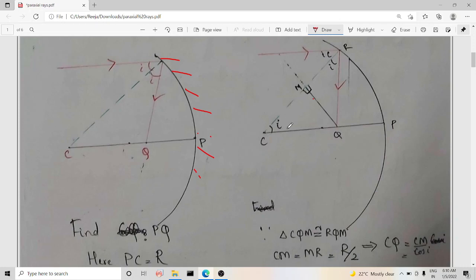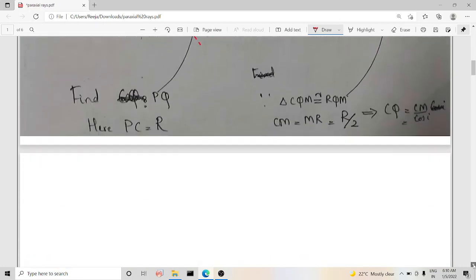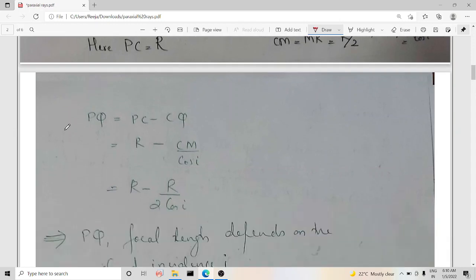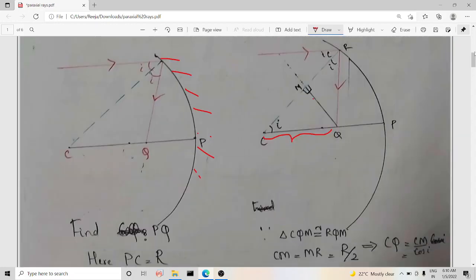Now what is CQ? What I want is PQ, that is the focal length. For that, first I calculate CQ. From triangle CQM, CQ is equal to CM by cos I. That is the simple trigonometric ratio. Now let us see what is PQ. Our focal length PQ is equal to, now see from the figure, PQ is equal to PC minus CQ. This is the total length. PC minus CQ will give you PQ. That is my focal length.